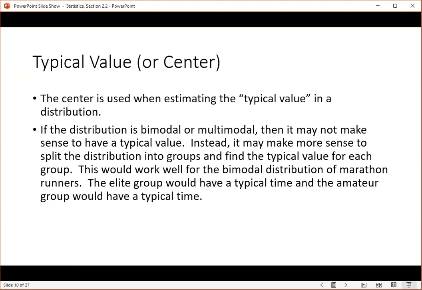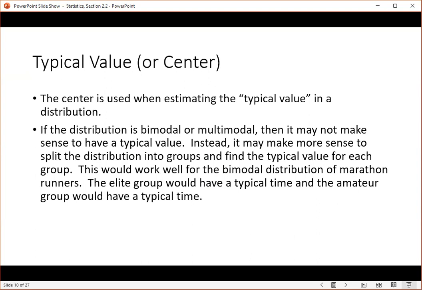All right, so the typical value. The center is used when estimating the typical value in a distribution. If the distribution is bimodal or multimodal, then it may not make sense to have a typical value. Instead, it may make more sense to split the distribution into groups and find the typical value for each group.